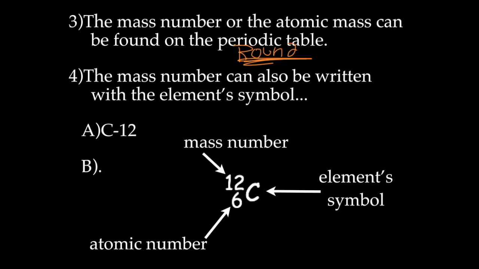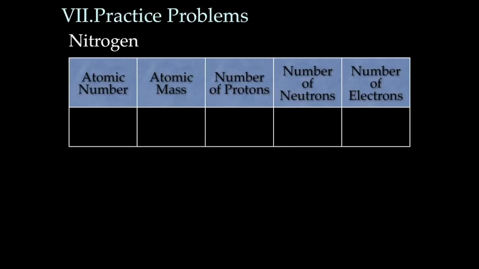Okay, so the atomic mass can also be written with the element symbol. So we have carbon here. Its atomic number is 6, and its mass number is 12. And remember, atomic number is the number of protons and also the number of electrons. All right, so now let's try some practice problems.